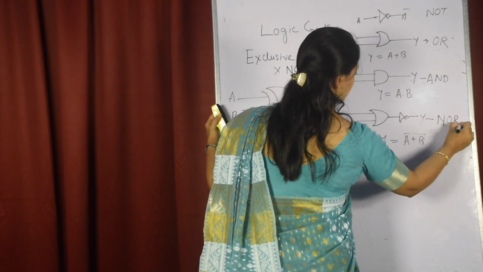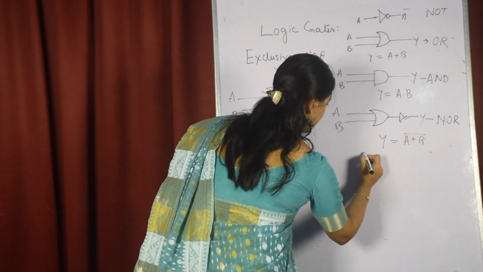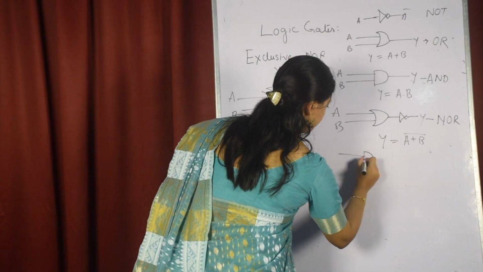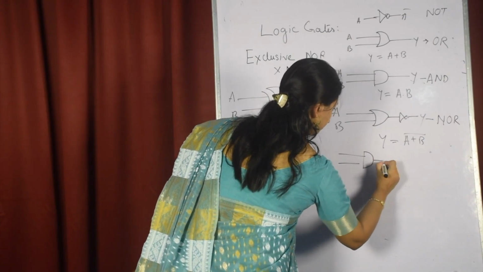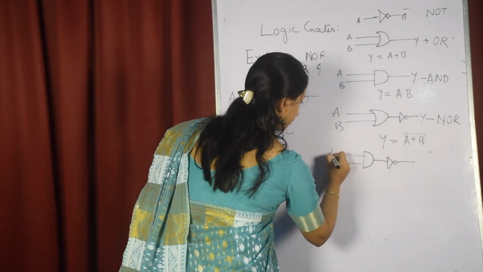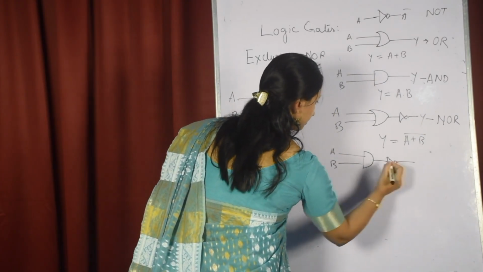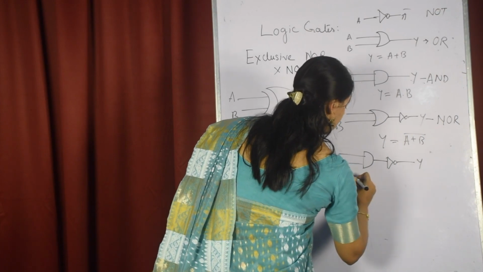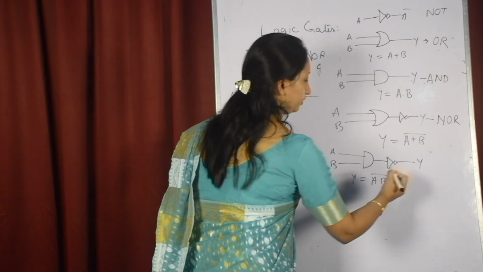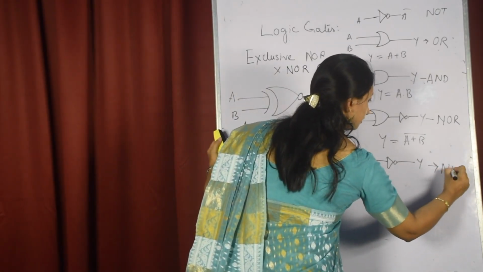NOR gate. Next we have seen the NAND gate. If in the AND gate we put a NOT gate, then we will get the NAND gate. So the output is (AB) bar. So this gate is the NAND gate.